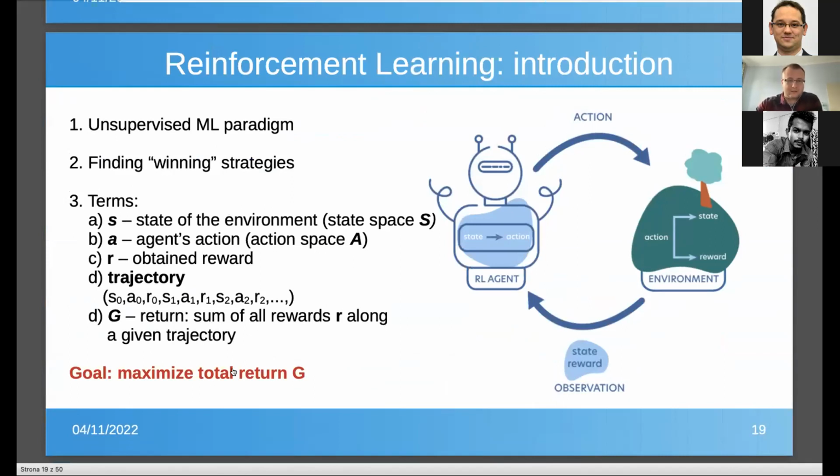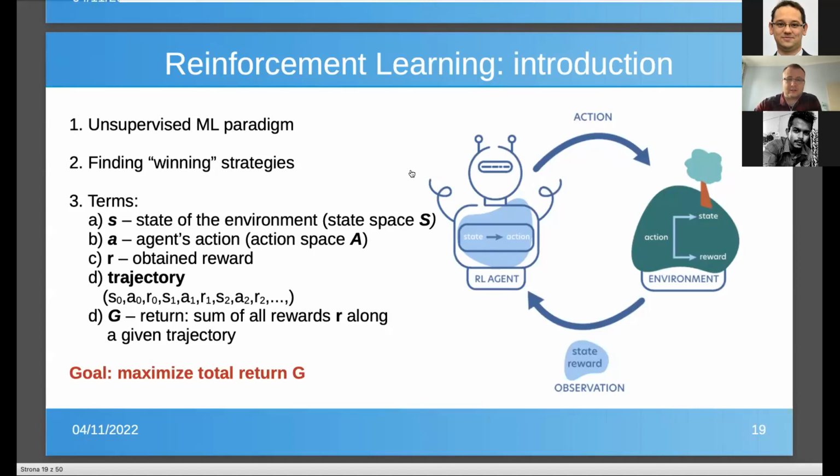There are three terms which are the building blocks of the whole reinforcement learning framework. The first one is the state of the environment, which belongs to the state space S. The second one is the action taken by the agent, and it belongs to the action space capital A. And R is the reward obtained by the agent after taking the action A at the state S. And sequences of state, action, reward form the trajectory. And the ultimate goal, the common goal for all reinforcement learning algorithms, is to maximize the total return G.